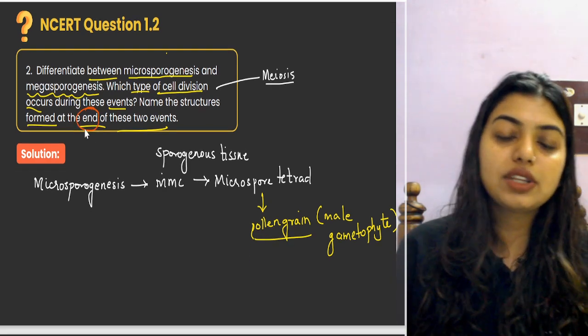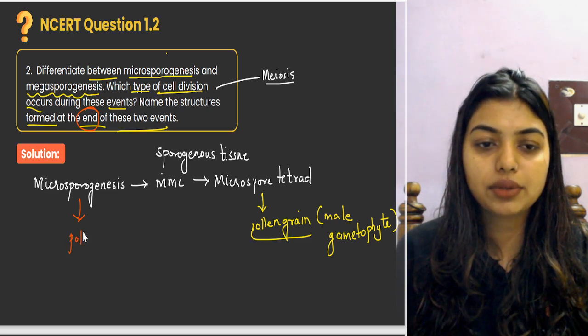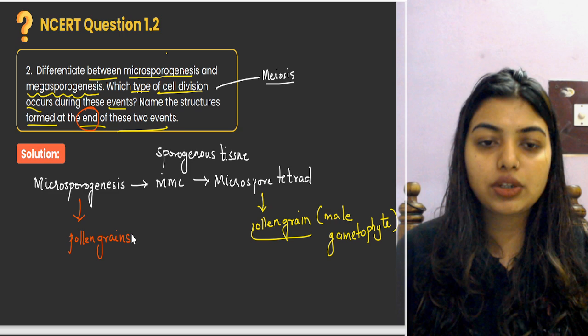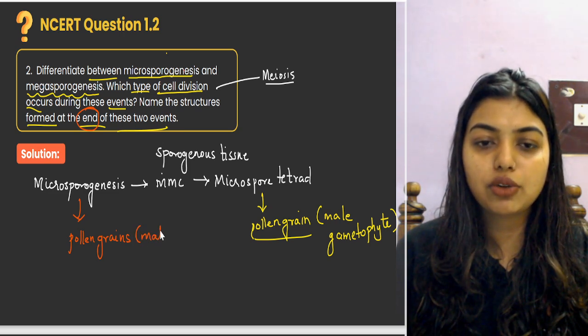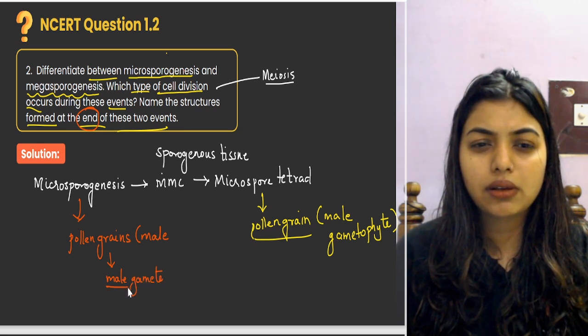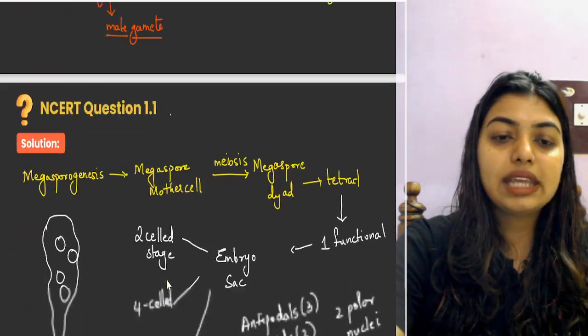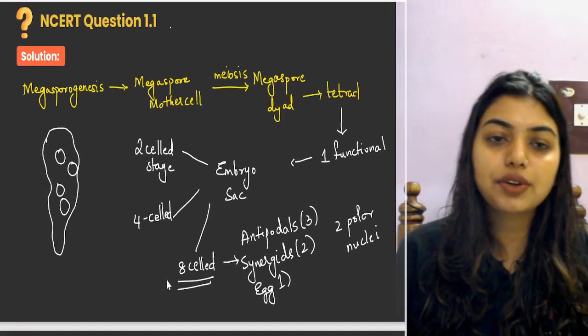Obviously, at the end of microsporogenesis, pollen grains are formed. Pollen grains are formed, which is a male gametophyte, which bears the male gamete. Okay, now at the end of megasporogenesis, what is going to happen?